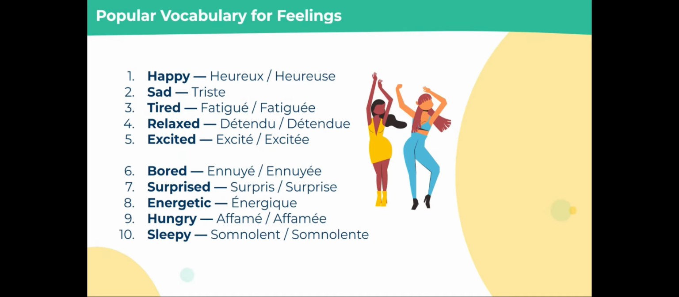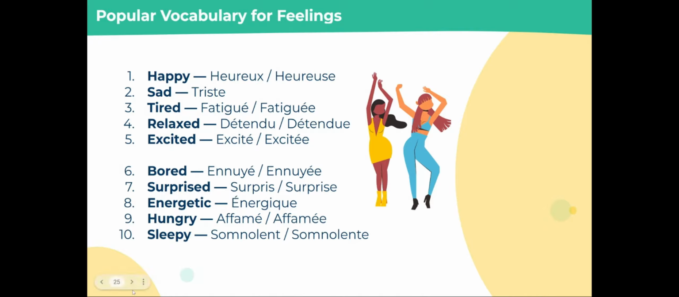Number 5, excited. Number 6, bored. Number 7, surprised. Number 8, energetic. Number 9, hungry. And number 10, sleepy. Okay, so this is a very popular list of feelings.